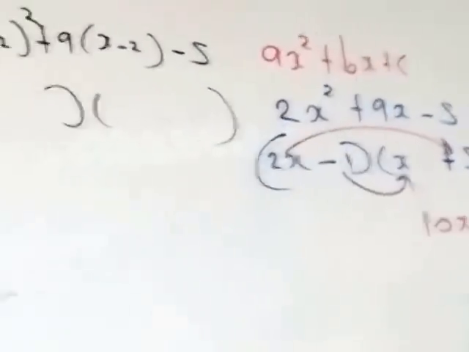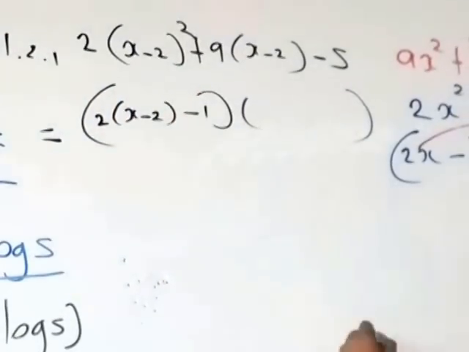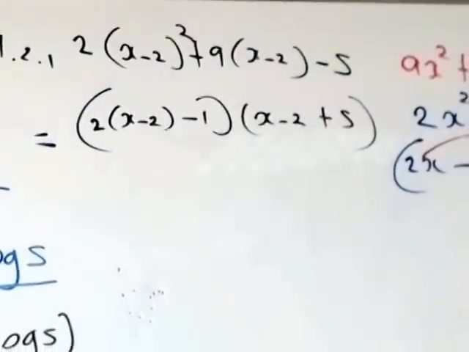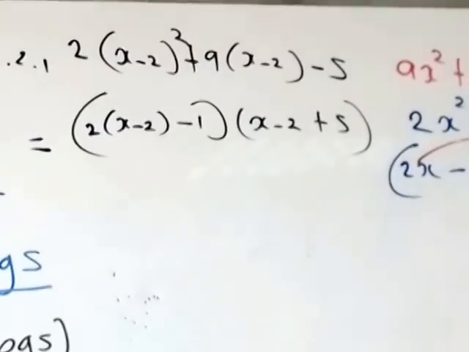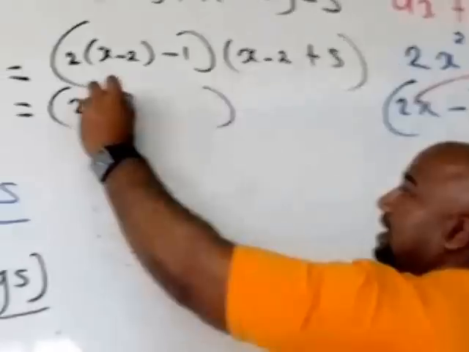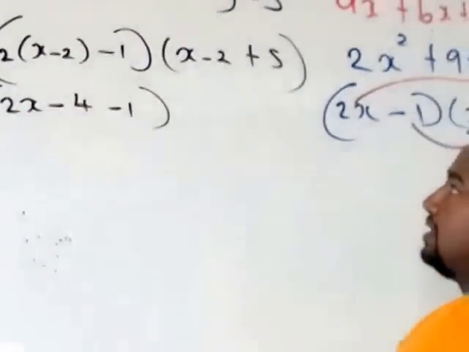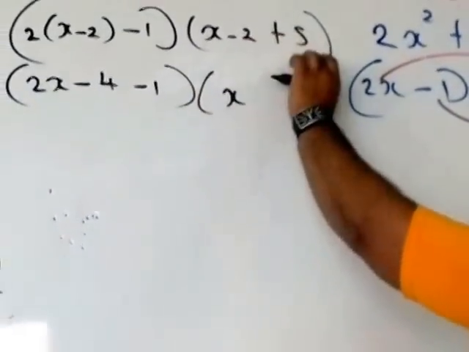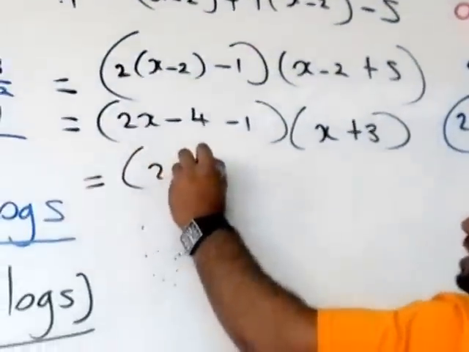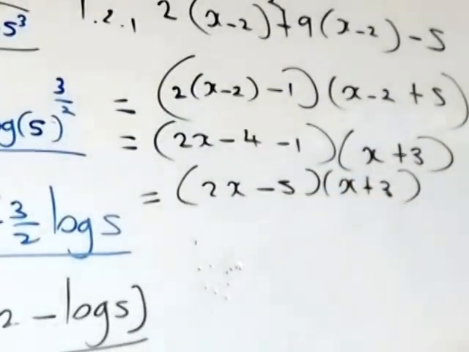X minus 2. So that will be 2 into x minus 2 minus 1, and this will be x minus 2 plus 5. Is that my final answer? I need to remove the brackets and work it out. Let's see what happens. 2 times x, that's 2x. 2 times minus 2 will be minus 4 minus 1. Here, minus 2 plus 5 will be plus 3. So 2x minus 4 minus 1, that will be minus 5, and that's x plus 3.